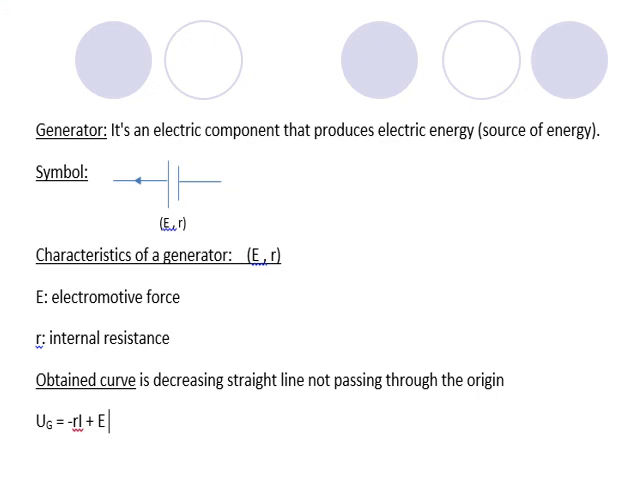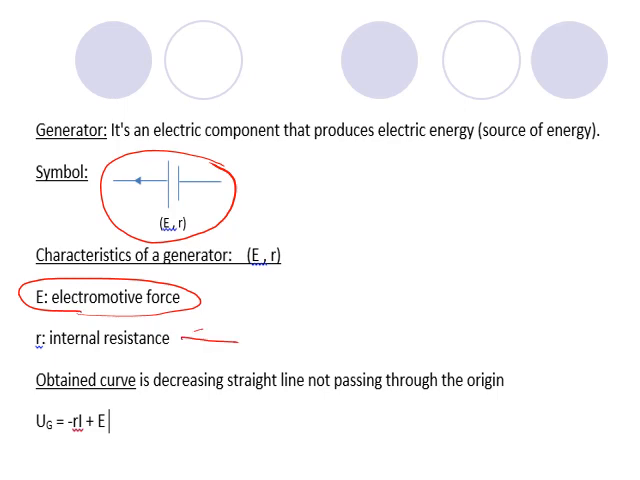Generator. It's an electric component that produces electric energy, a source of energy. Its characteristic symbol is E, R. E is the electromotive force, R is the internal resistance.